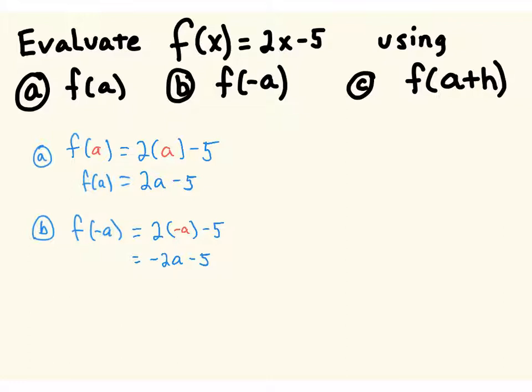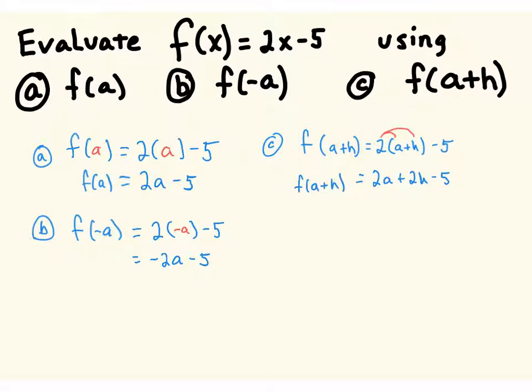Now, if we take the last one then, and we are going to substitute a plus h in for the variable, I'm going to put my parentheses, and so we substitute a plus h. And so in this case, we have a distribution to do. So if we distribute the 2 correctly, then we have 2a, or 2 times a, plus 2 times h minus 5. Now, there's no like terms in that, so that would be our final result.